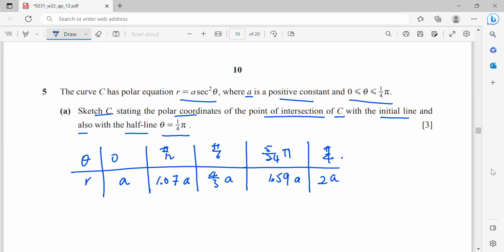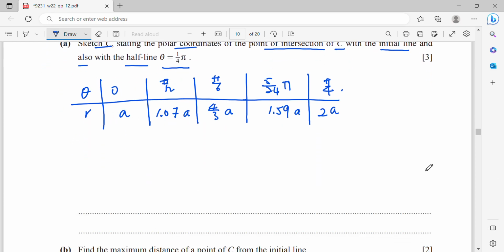Now, we need to draw the lines. Okay, say here is 90.